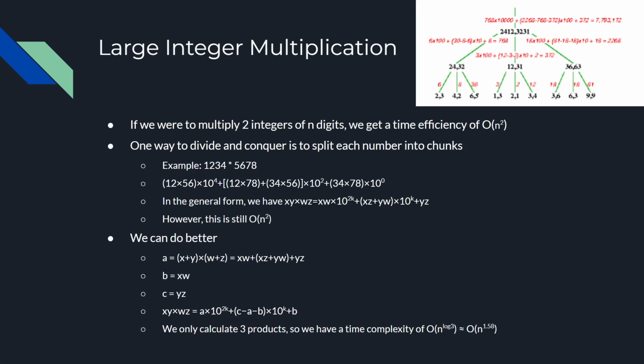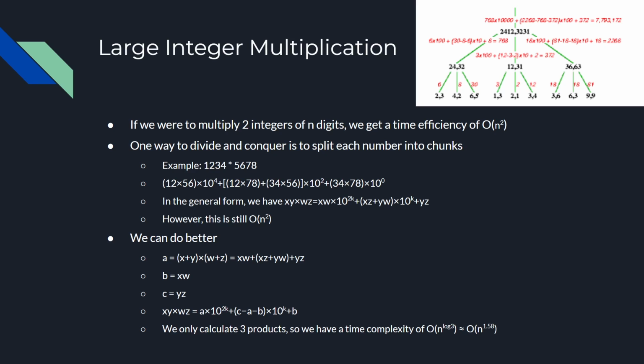For instance, if we want to multiply 1,234 by 5,678, we could try multiplying 1,200 by 5,600, 1,200 by 78, 34 by 5,600, and 34 by 78. This gives the exact same result, but at the end, we're still doing 4 computations, which leads to an O of n squared time efficiency. So that method doesn't get us anywhere.